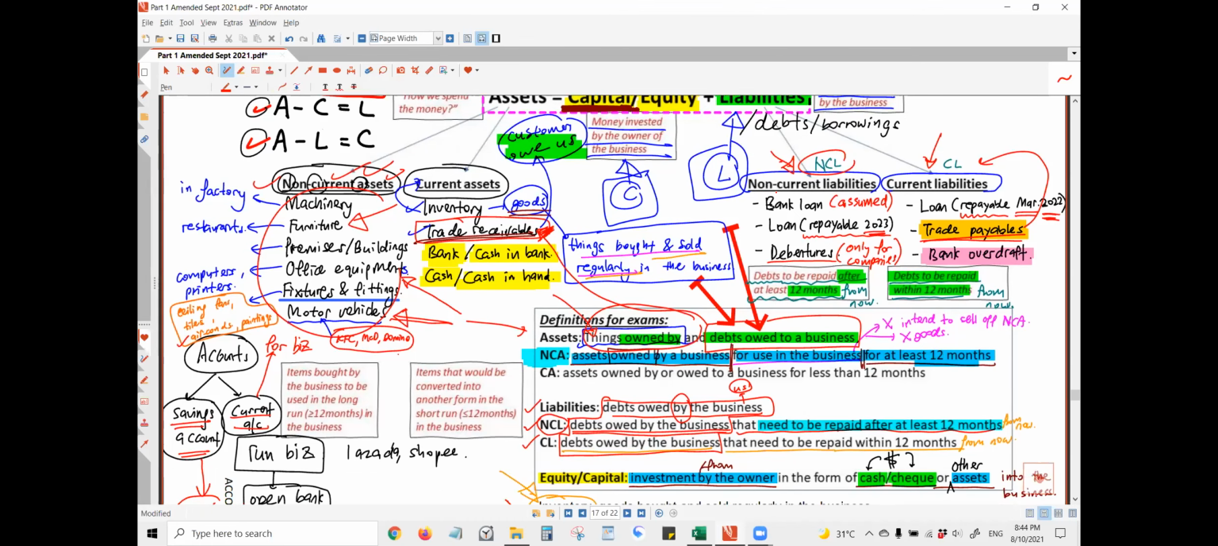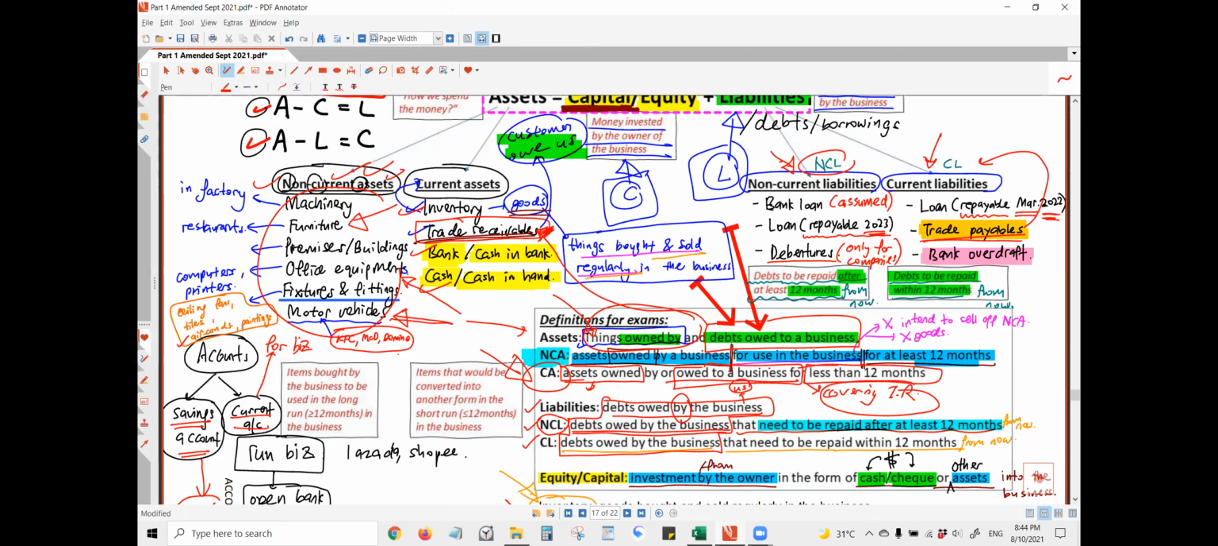Now look at the current assets definition. CA, the definition for CA: assets owned by. This is used to cover inventory, cash and bank, but the next part of the definition, owed to a business, is meant for covering trade receivables. Because it doesn't sound right to say that we own the customers who owe us money. We cannot own the trade receivables. Trade receivables means customers who owe us money. That's why you need this second part, owed to a business, for less than 12 months.